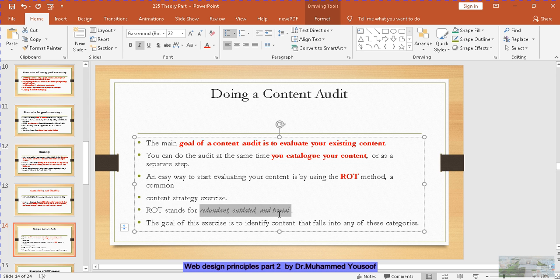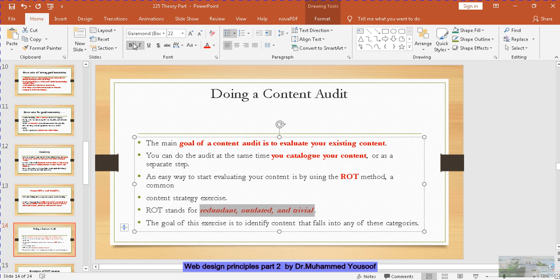When you look at each content item of your web page, you check whether there is redundancy. What is redundancy? Duplication. Outdated means it is not valid at this point of time. It is of no use, so we have to remove it. And trivial means it is not very important to have this information. So that's called ROT.